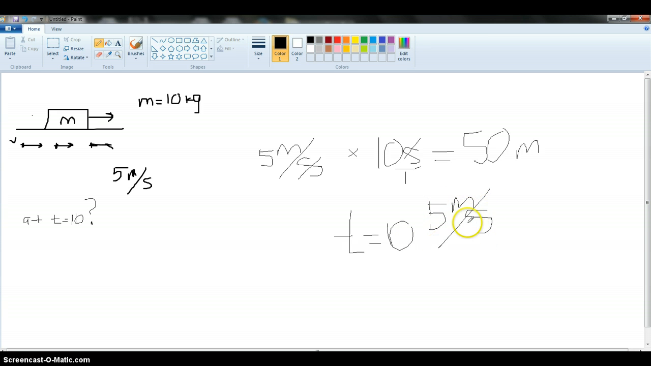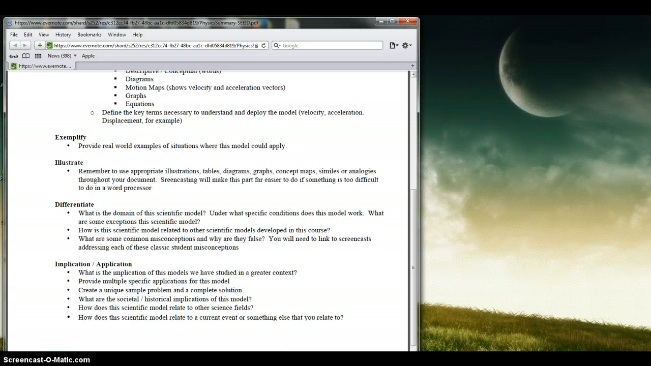So that's just a little problem to help you understand constant velocity. Constant velocity never changes. So therefore, acceleration is 0. And therefore, our velocity doesn't increase, doesn't decrease, it doesn't change anything. It just gives us the direction and the magnitude of our object. So we know that at 10 seconds, our velocity is 5 meters per second, and that this object has traveled 50 meters.